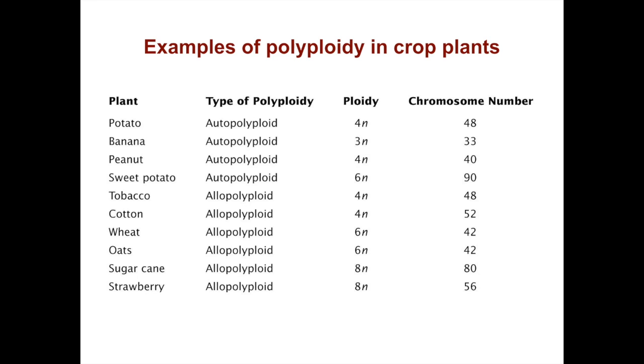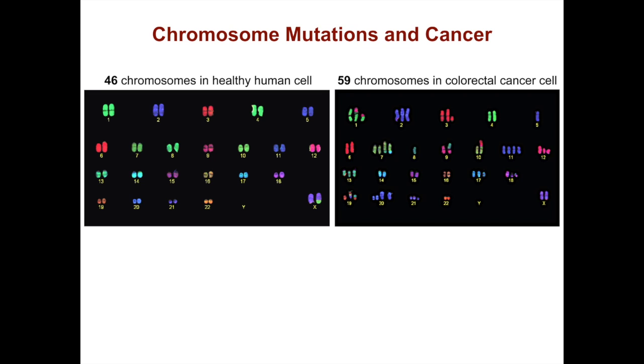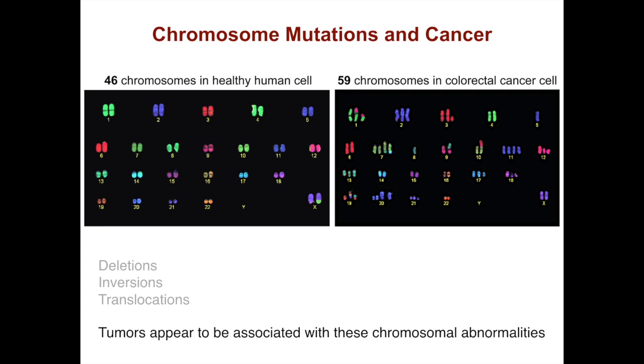But polyploidy is not always a good thing. Changing the number of chromosomes in a cell can also cause cancer. So a normal human cell that is healthy has 46 chromosomes. But for example, here, this colorectal cancer cell has 59 chromosomes. And it is both polyploid and has a number of chromosomal rearrangements. So it has deletions, inversions, translocations.